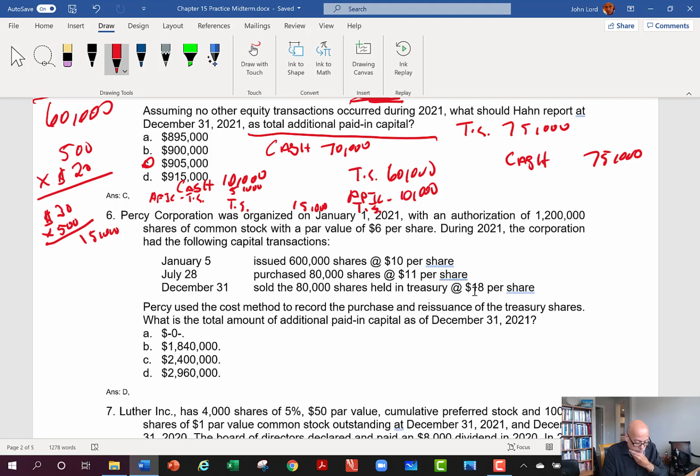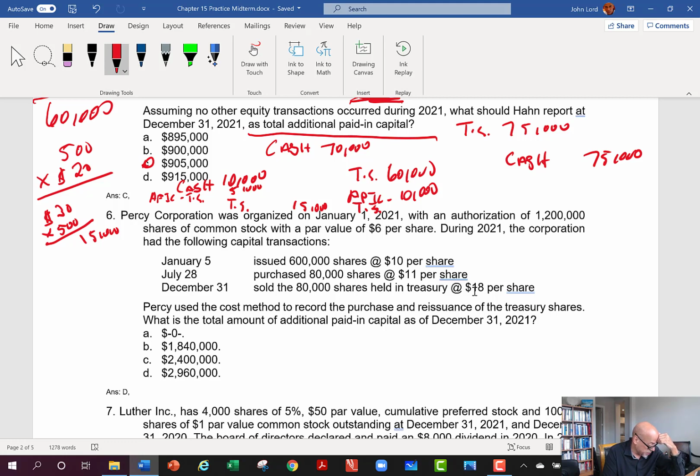Okay, good. So now we come through with these different transactions, and what is the total amount of additional paid in capital as of December 31st, 2021? So here we go again. They're going to give me some information. I'm going to have to figure out what the APIC is, and it looks like they're going to sell some treasury stock. I'll create some APIC treasury stock, whatever, and I'm going to have to go from there.